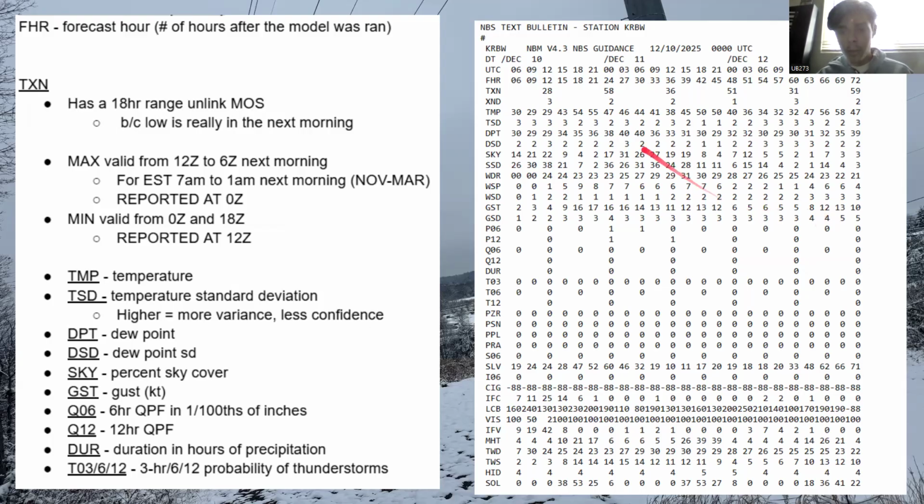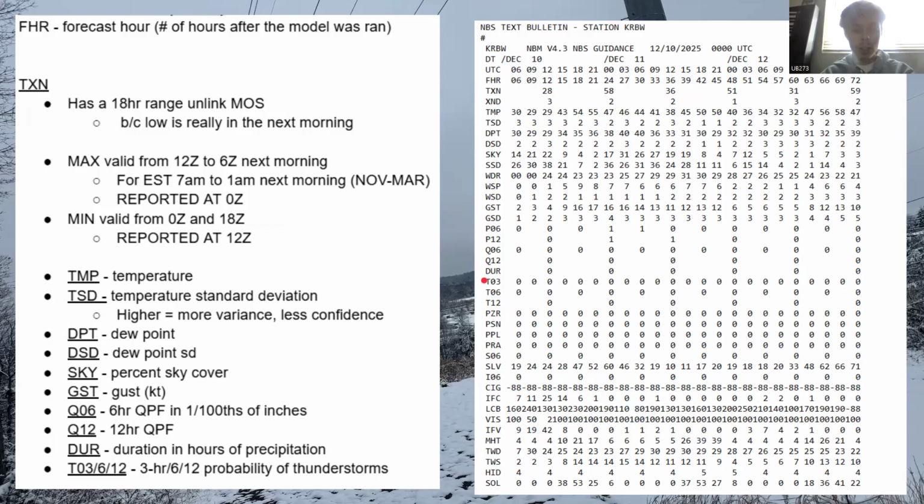And notice the sky cover is very low, and so it would make sense that these values would all be zero because there's not anything really forming. So then let's move on.